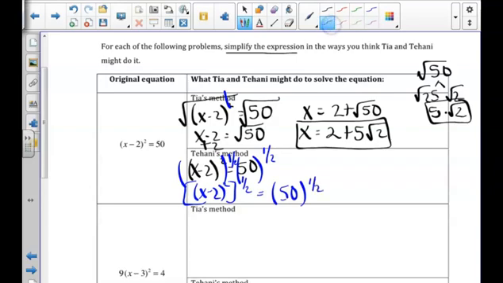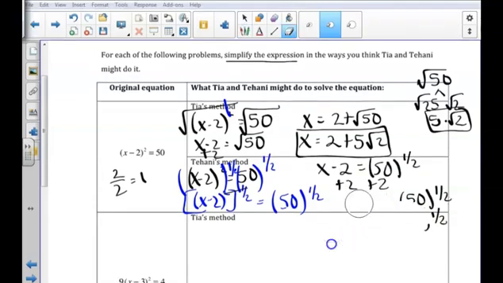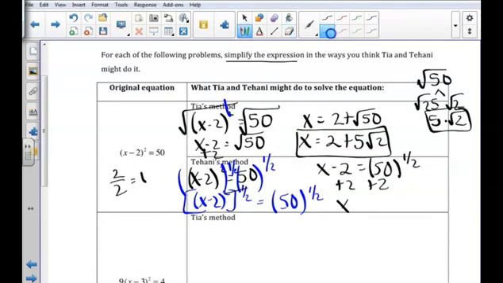On the left, what happens is the 2 times 1/2, remember power to power you multiply, so 2 over 2 is just 1. So those will cancel out because we'll be left with 1. So we're initially going to be left with x minus 2, and then we have 50 to the 1/2 power. The next thing we're going to do here is add that 2. So we're going to add that 2 to both sides, and we'll be left with 2 plus 50 to the 1/2 power.